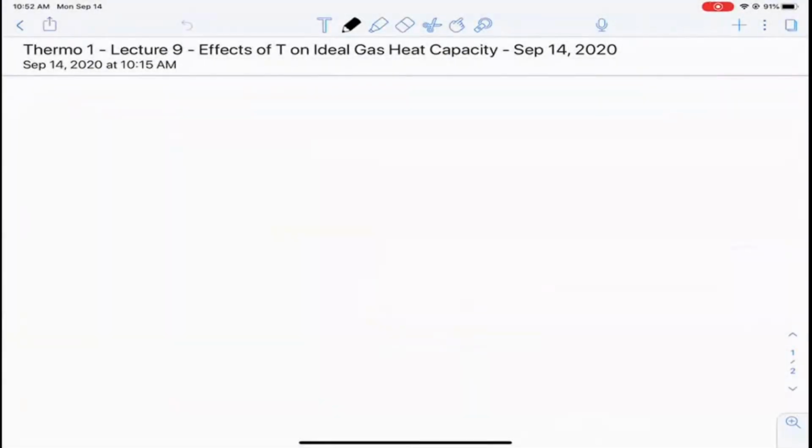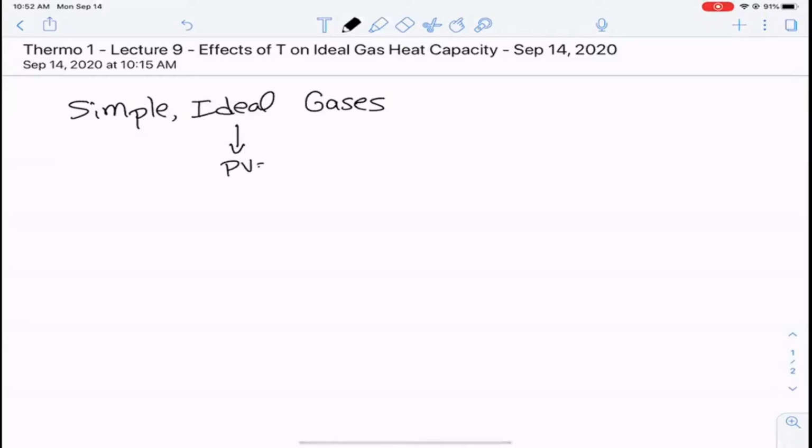Up until now, we've talked about simple ideal gases. And we mean two different things by the words simple and ideal. Ideal, of course, means that you're going to assume that molecules don't interact, they don't occupy volume, and all of the collisions are elastic. And that allows us to use our very well-known equation of state, which is PV equals nRT.